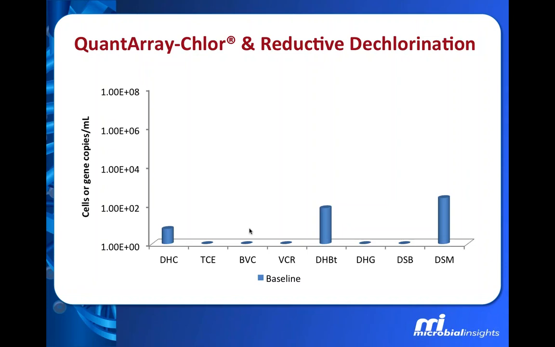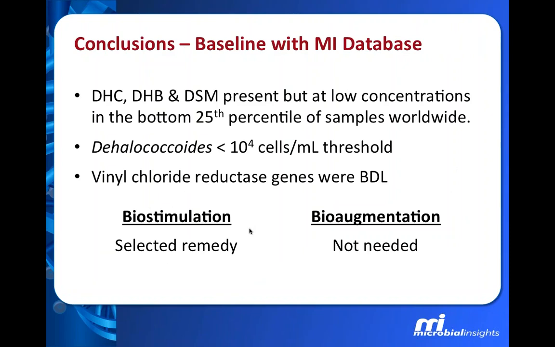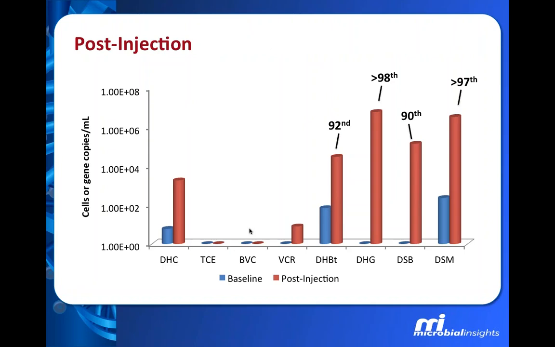Well, how low? The client used the Microbial Insights database to retrieve the estimated percentile so they could compare it to sites around the world. As it turns out, these three organisms were ranked in the bottom 25% of groundwater samples where they were detected. So based on the quantarray data, there were multiple groups of halo-respiring bacteria present. So what the client decided to do was to not move forward with bioaugmentation, but to add an electron donor and use that as their remediation strategy.